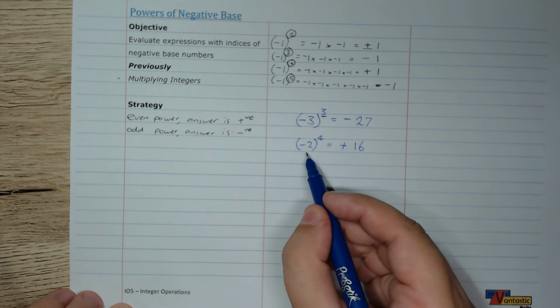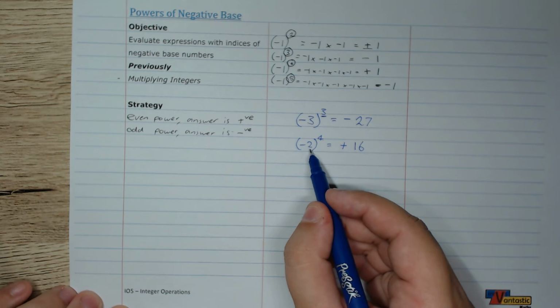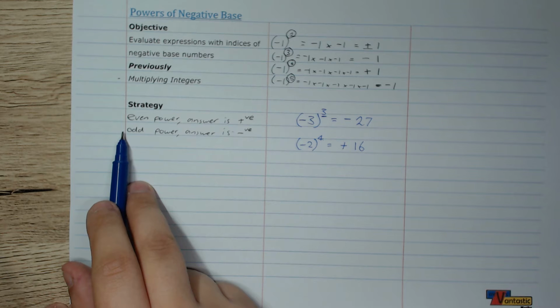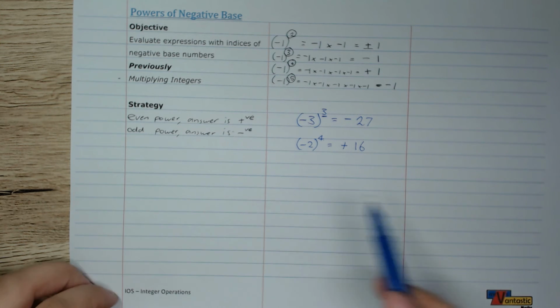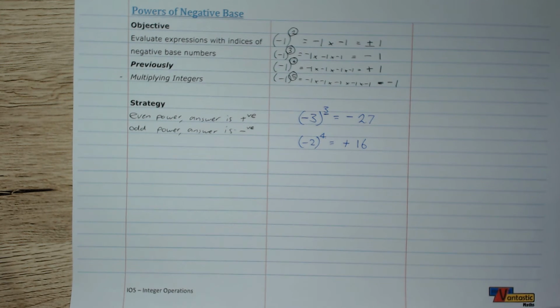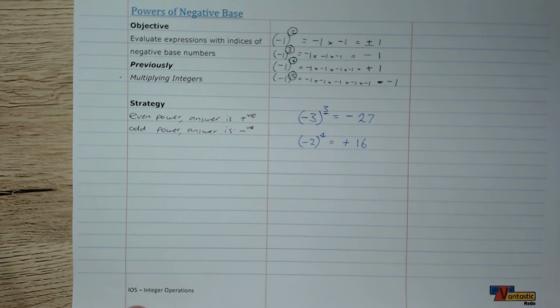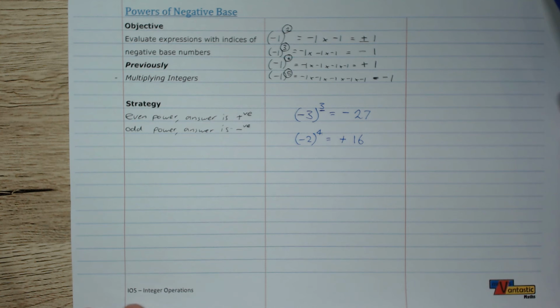As long as our base is negative, we can use this strategy to figure out whether the answer is positive or negative, and then use our knowledge, use a table, or use our calculator to figure out the actual number that comes out of it. And that is how we can evaluate indices with negative base numbers.